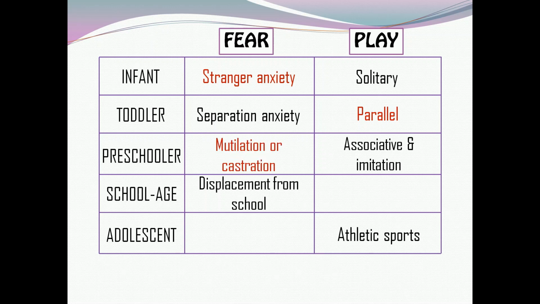Preschoolers are afraid of mutilation and castration. During this stage, they are imaginative in nature and they love to try role plays and dress ups. For school age children, they are afraid of being separated from school. Since they develop friends in school, the answer here is cooperative play. Finally, adolescents. Their fear is displacement from peers, and they prefer to play sports or being athletic. Let's proceed with the next one.